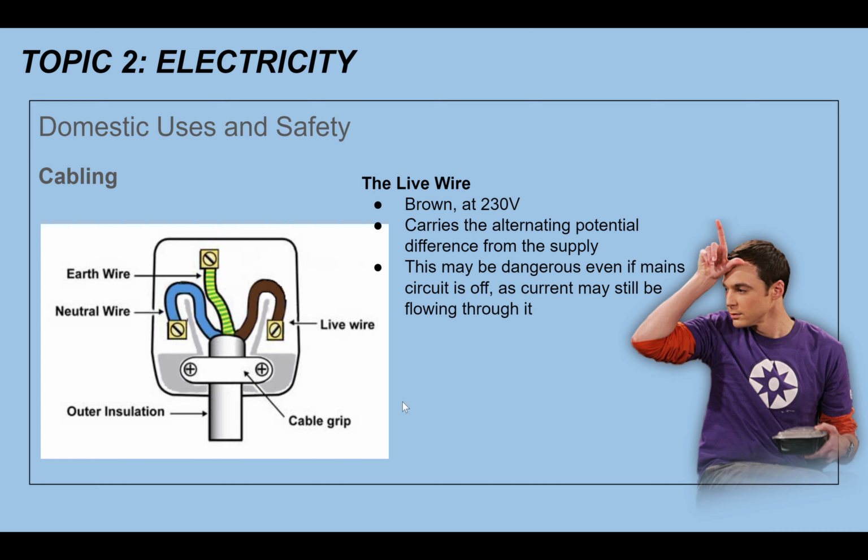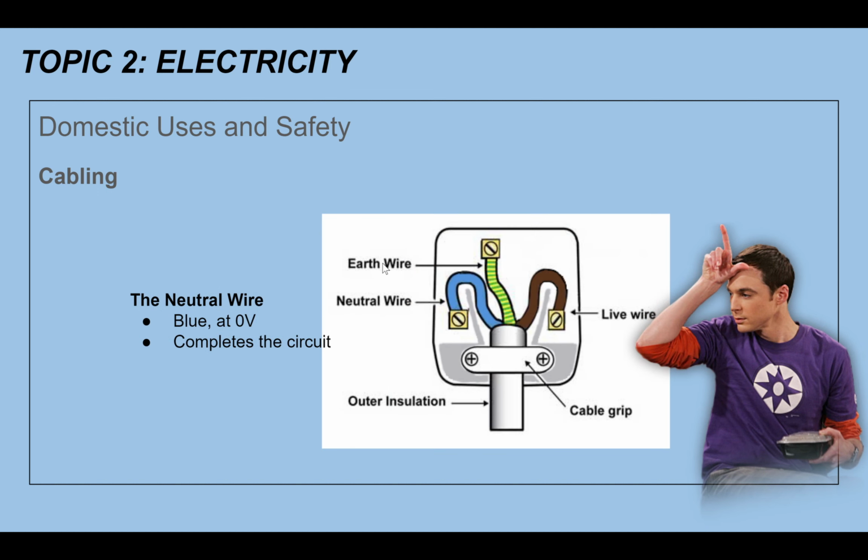So I guess it would just help you remember that the live wire is dangerous and it carries the alternating potential difference from the supply. Okay, the neutral wire. Blue at 0 volts, it completes the circuit, so it's just used to complete the circuit.